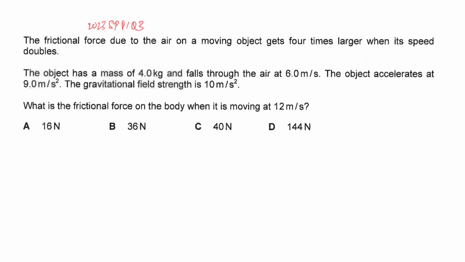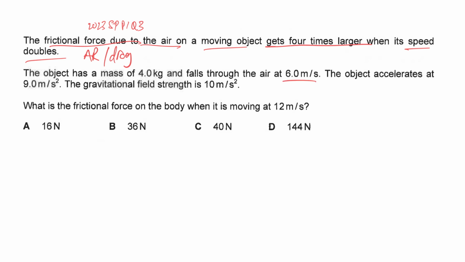This is a 2023 science physics question. A lot of students find this challenging because there is a lot of information given in the question. You're given that the frictional force due to the air on the object, so this is basically your air resistance or the air drag, on the body gets 4 times larger when the speed doubles. So this is given, so we just take it as it is.